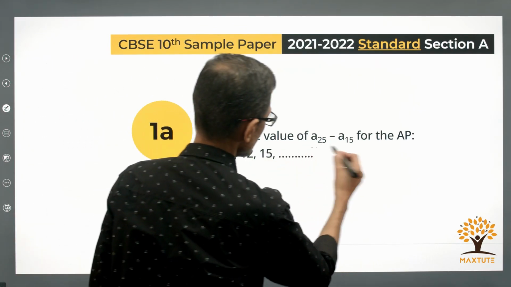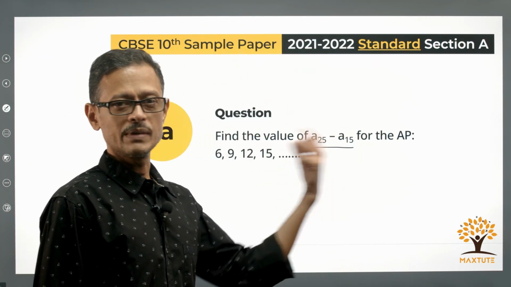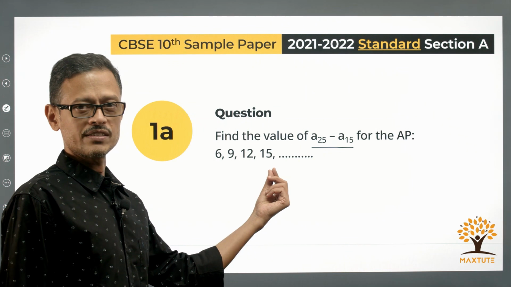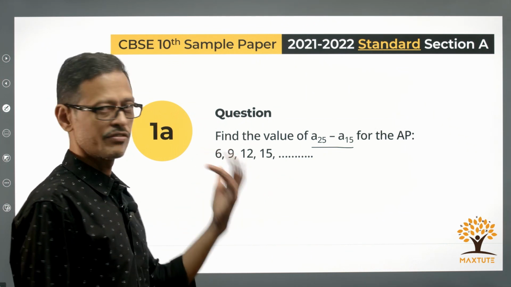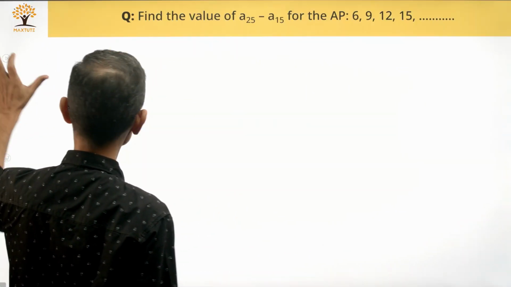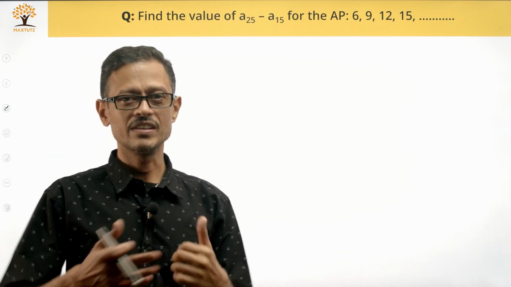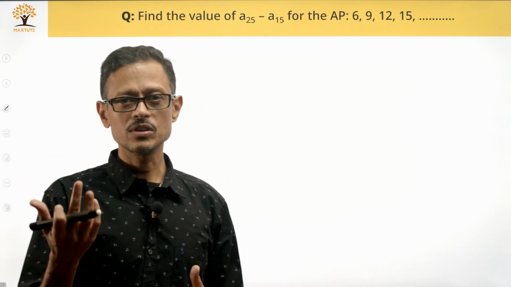Find the value of A25 minus A15 for the arithmetic progression. The first 4 terms of the progression are given to us: 6, 9, 12, 15. Step 1, let's compute the common difference of this arithmetic progression. We know the first few terms, so we can find out the common difference.